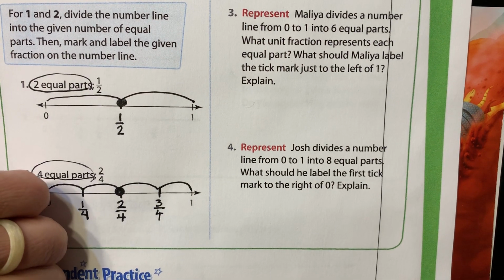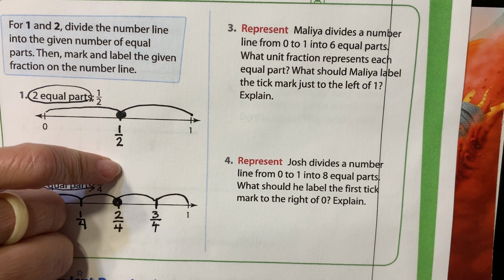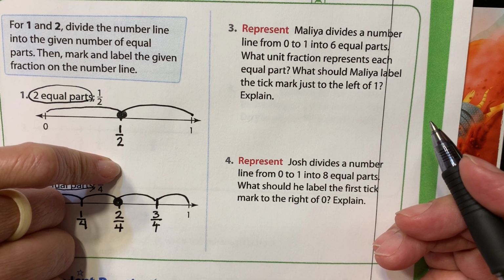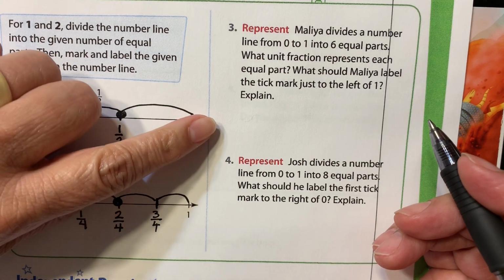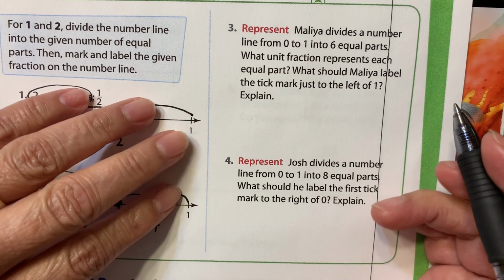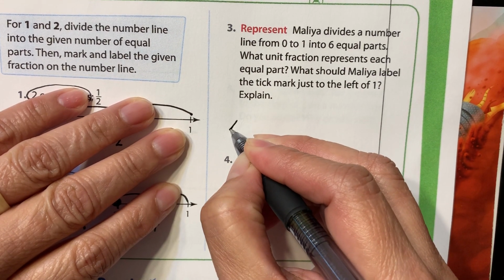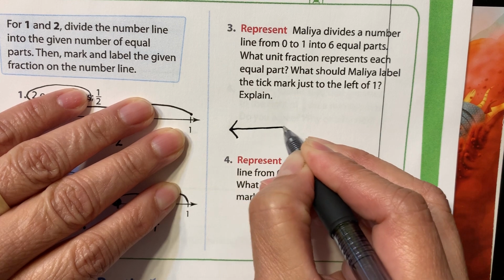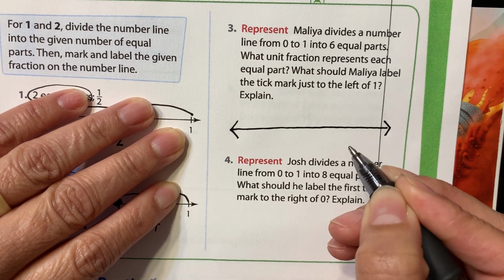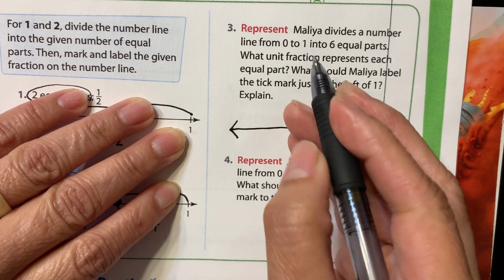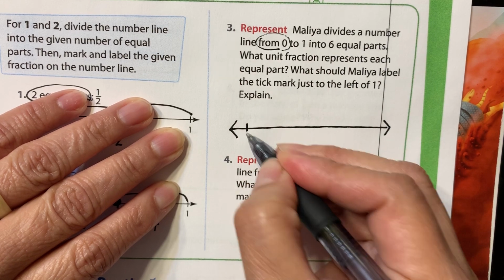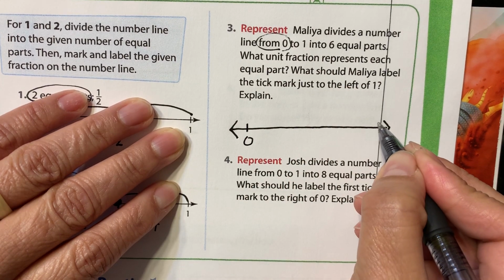For instance, this one on number 3 says, Malia divides a number line from 0 to 1 into 6 equal parts. But as you can see, there is no number line attached to this problem. So it is your job to draw yourself a number line right here. So draw your number line as straight as possible and neat as possible. And then remember, she said you started the number line from 0. It says so right here. And it ended at 1, which is right here.